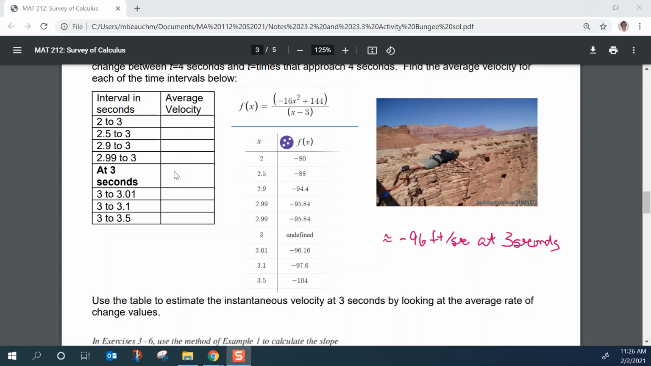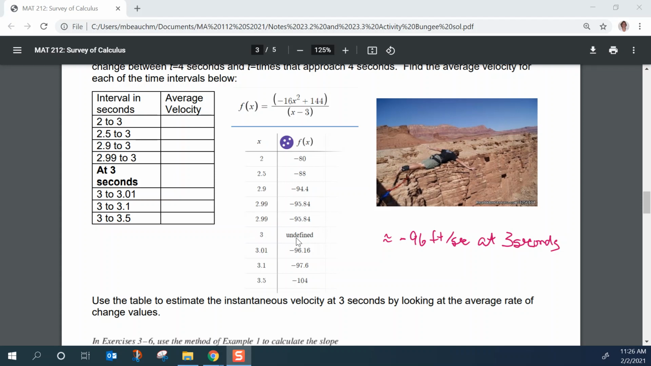So keep choosing values closer and closer to 3, and you'll notice that as you choose values closer and closer to 3, your y values approach something. Let's see, at 2.99, we're at negative 95.84. We're getting closer to negative 96.